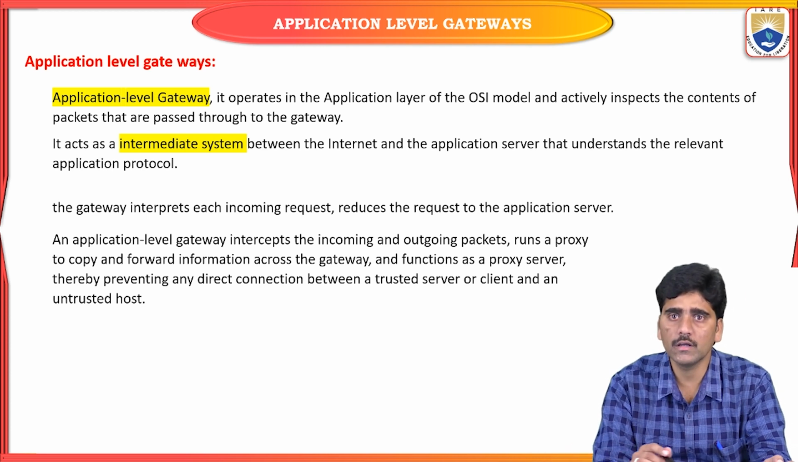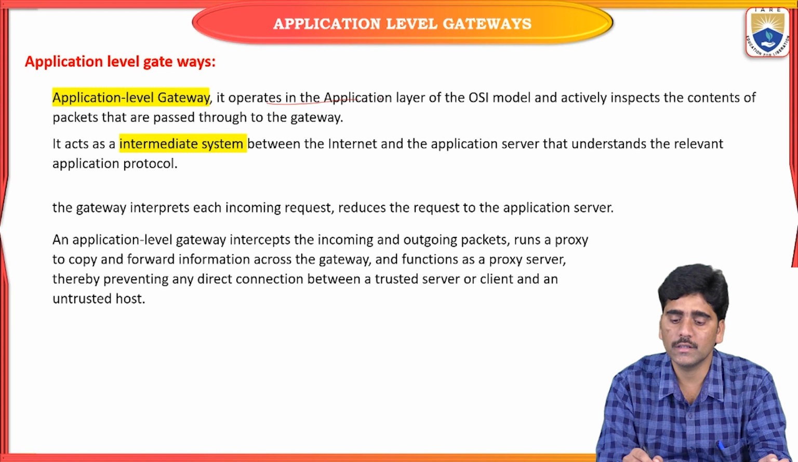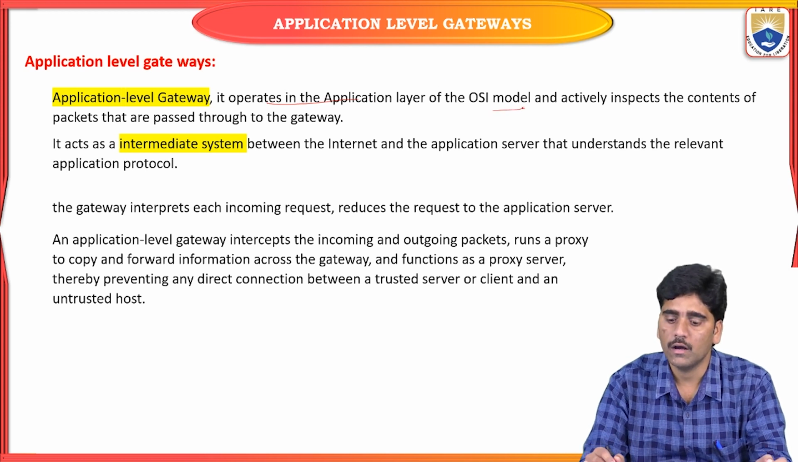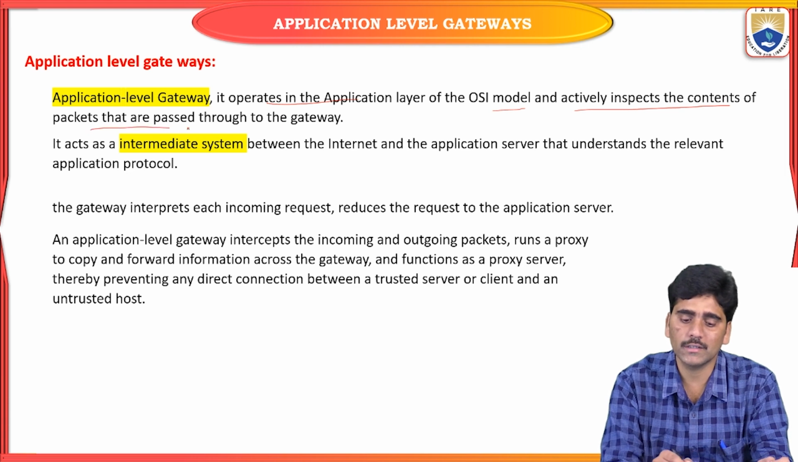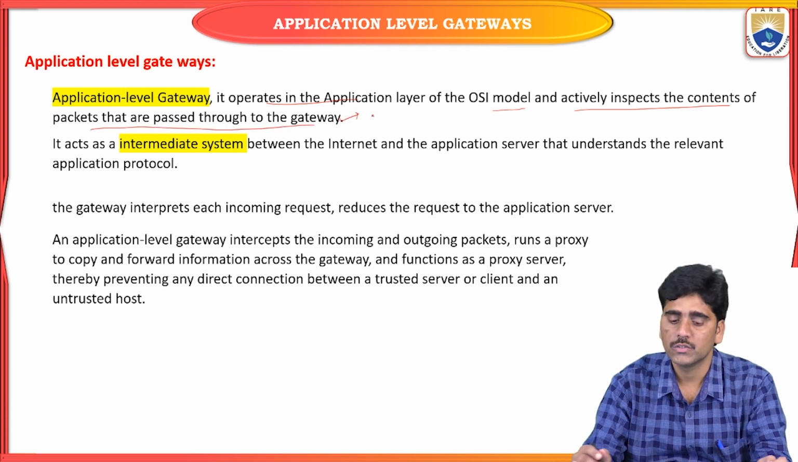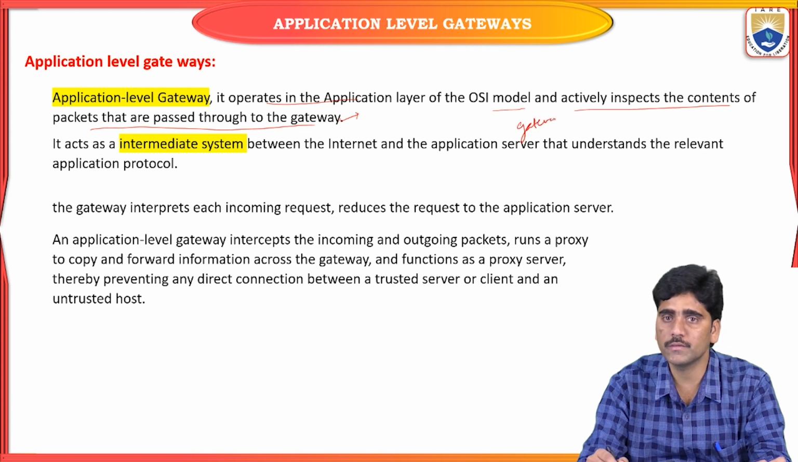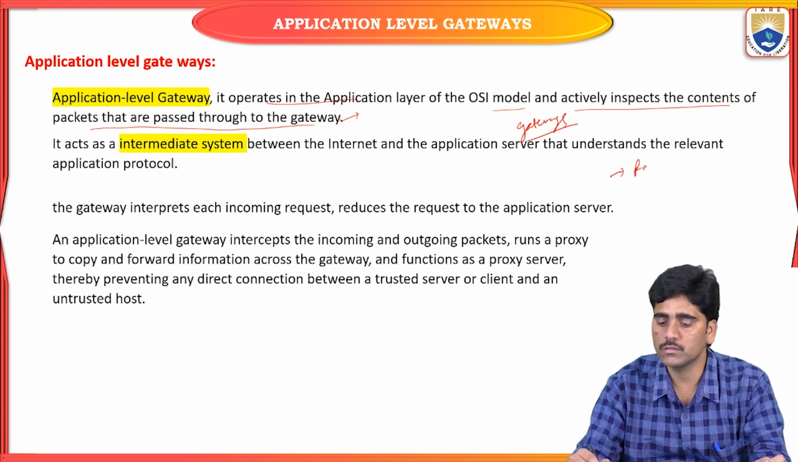Here the application level gateway operates in the application layer of the OSI model and actively inspects the contents of the packets that pass through the gateway. A gateway is nothing but a different type of network device, such as routers, hubs, switches and bridges. All these network devices have the same working principle, called packet transmission.